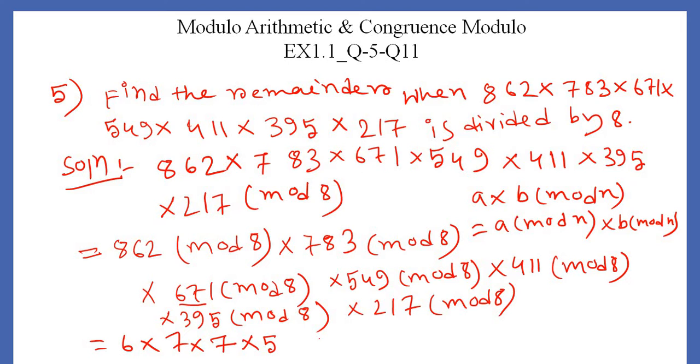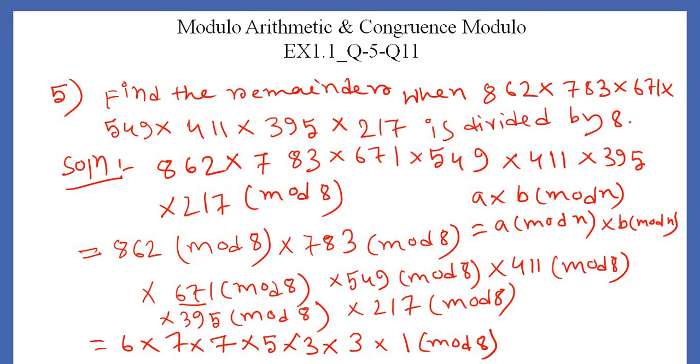411 mod 8, that is 3. Next, 395 mod 8, that is also 3. 395 mod 8, that is 3, and 217 mod 8, that is 1, okay.